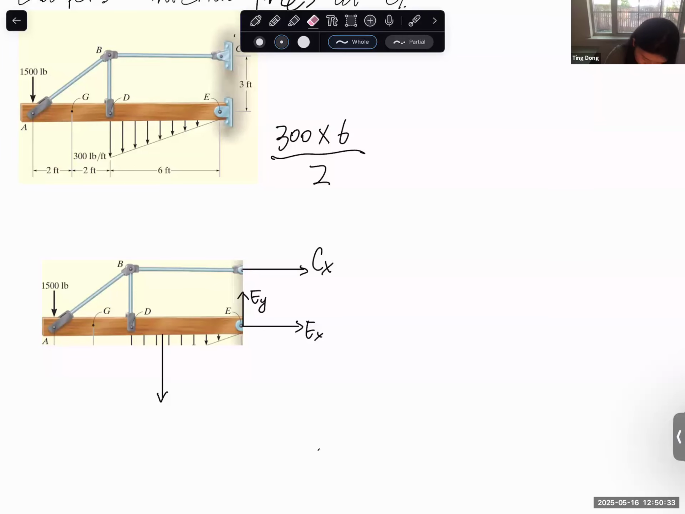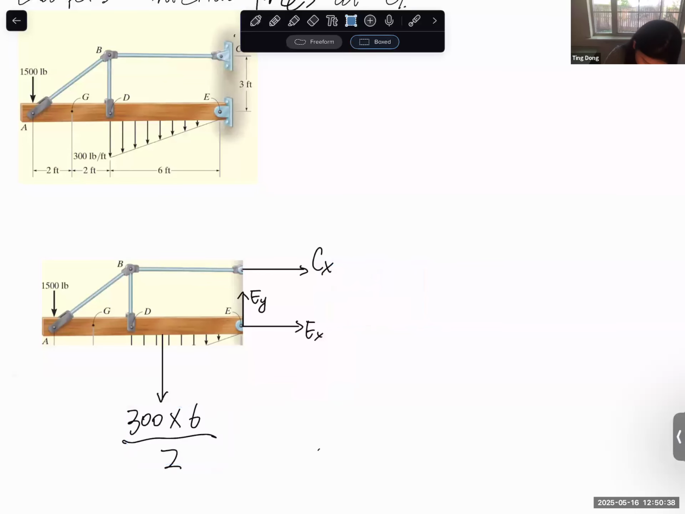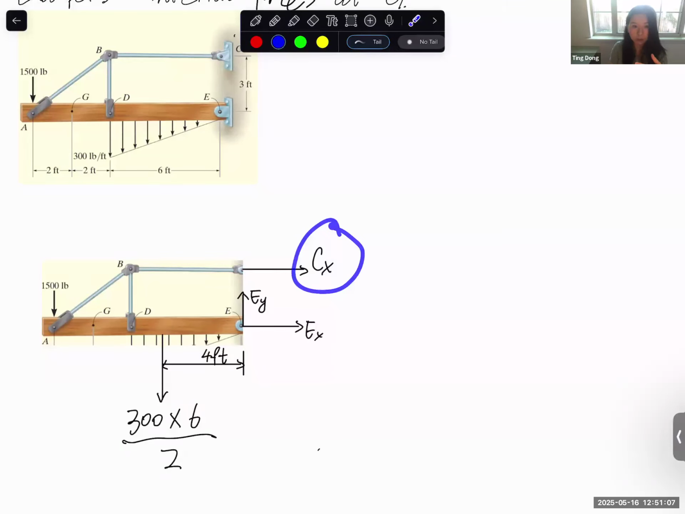Not skip any steps. Let's put this one here. And this distance is 4. If the only goal is to calculate the Cx, instead of having 3 equations, I think 1 equation should be enough. What equation should we do?